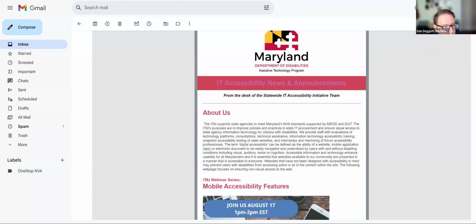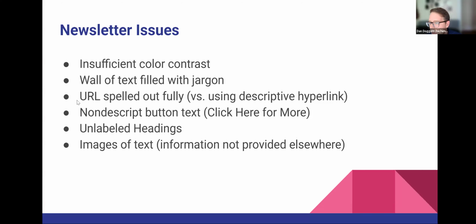I want to make sure I don't lose anything. Low color contrast. This is maybe the first thing that you saw, if you saw it. I mean, this contrast is absolutely terrible. So very good. Okay, let's go back. Let's see if we got everything here. So we have insufficient color contrast, wall of text filled with jargon, URL. Oh, did we get that one? That the URL was spelled out all the way? Yeah, okay, good. Lisa Renee got that.